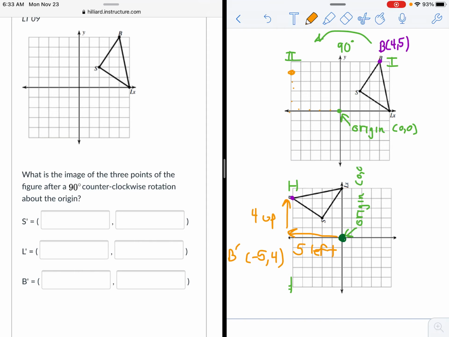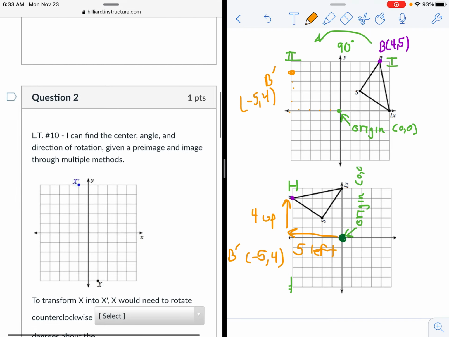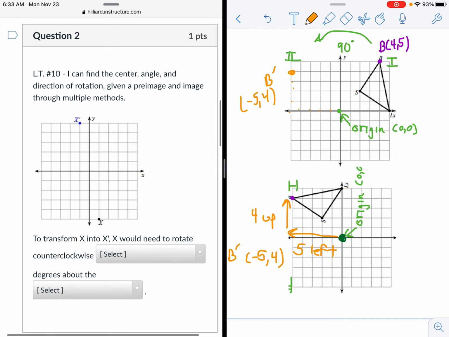All right, so I know on the previous video, I physically rotated my paper, but I realized in Notability, you can copy and paste it, and then rotate the image that way. So those are the coordinates of B prime, -5, 4. You can also use the rules, and then you can do the same for points S and L. Now here we got another rotation problem.